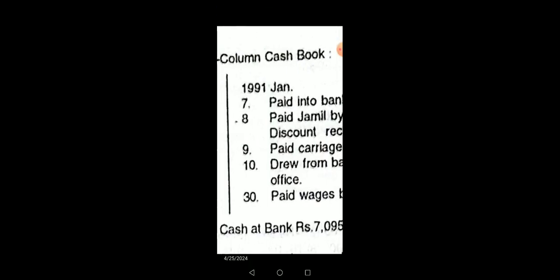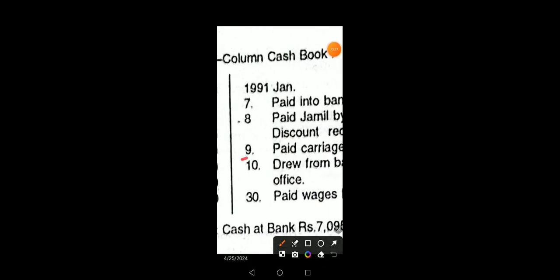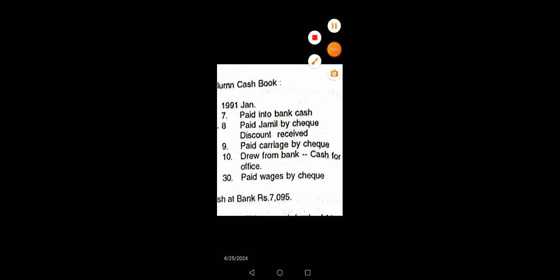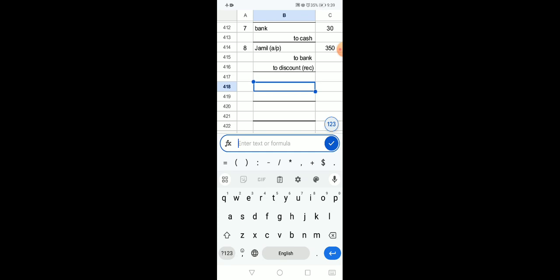Now let's see what is next for us. It is entry number 9. What is entry number 9 saying to us? Paid carriage by check. So you have paid carriage by check. When you pay carriage by check, obviously you are issuing a check to the person to whom you were required to pay carriage. He will go to your bank account and present that check. The amount present in your bank account would be withdrawn, with which your bank balance would be decreased. Bank balance is your asset, and it is decreased. Decrease in asset should be mentioned on the credit side, so you will mention the name of the bank account on the credit side.